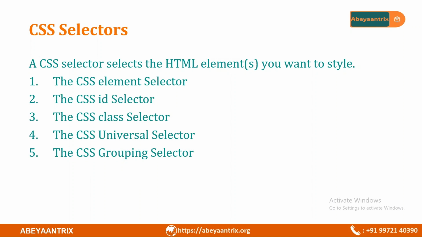So these are all different types of selectors, and we will learn them one by one. The first one is the element selector, the second one is the ID selector, the third one is the class selector, then the universal selector and the grouping selector. All these selectors work based on different perspectives. I will explain one by one, so you will understand how these different types of selectors work with the styling of the HTML part. So let us see them one by one.